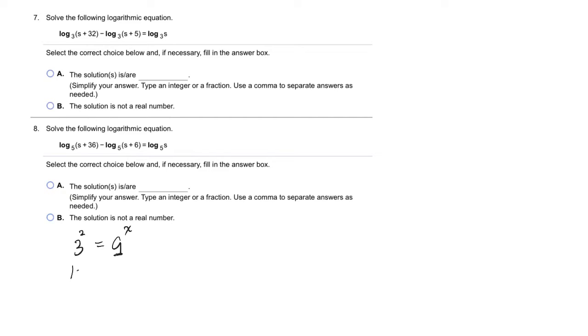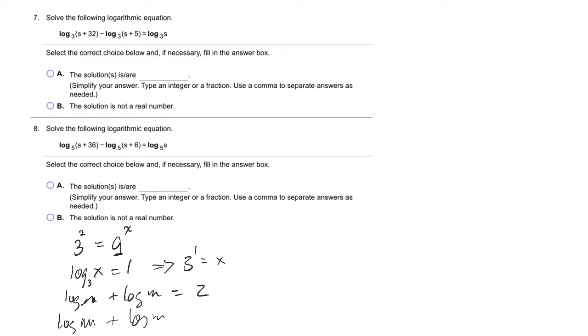Then there's one where you switch form. So if that was my question, I'd switch it to exponential form. And then there was one where you had log of something plus log of something is equal to a number, like 2. And then the last kind was log of something plus log of something equals log of something. Okay, so I think that this question here is like this last one.